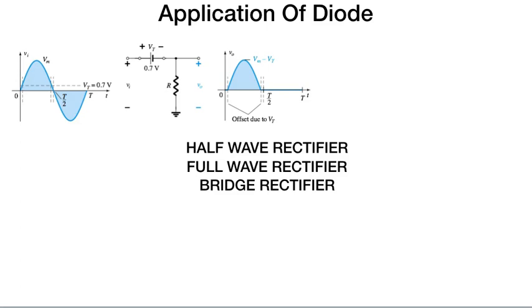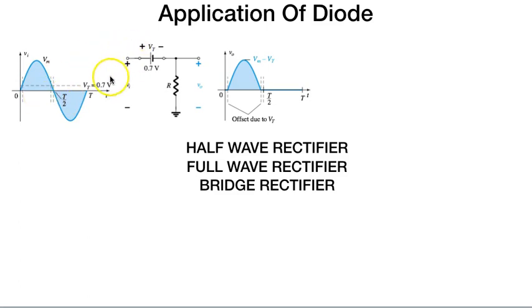Okay. Now moving on with the application of the diode. There are three different rectifiers: half wave, full wave and bridge rectifier. What these diodes actually do is they become short circuited in the forward direction and open circuit in the reverse direction.